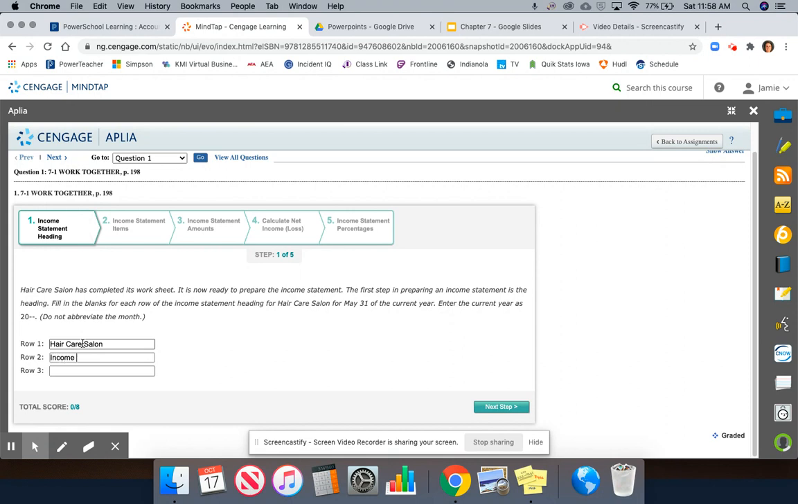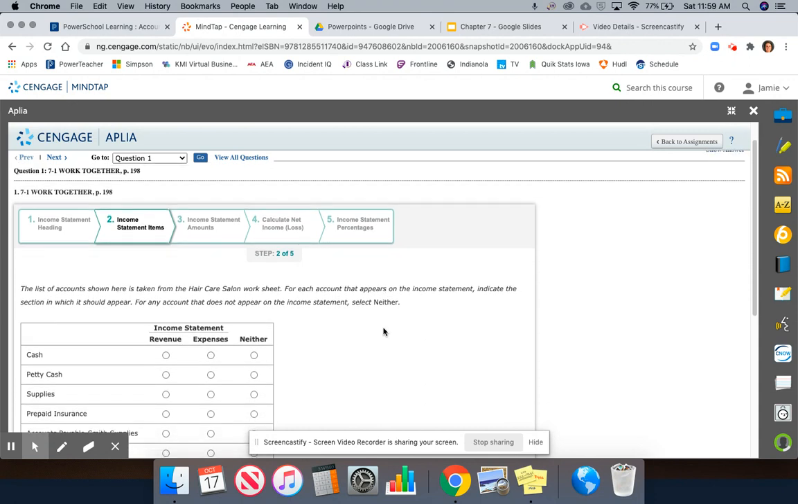Row 2, what are we creating? We are creating an income statement. Finally, row 3, it's always going to be the date. So this income statement is 4-month ended May 31st, 20, and then 2 dashes to show that this could be the current year, whether we're doing this in 2019, 2022. So that is our 3-line heading.